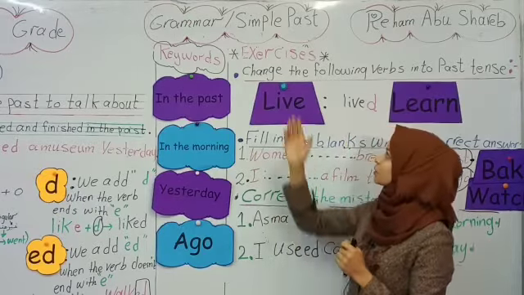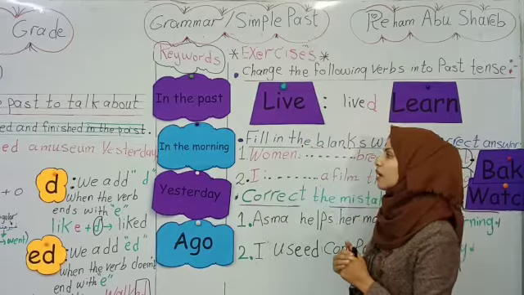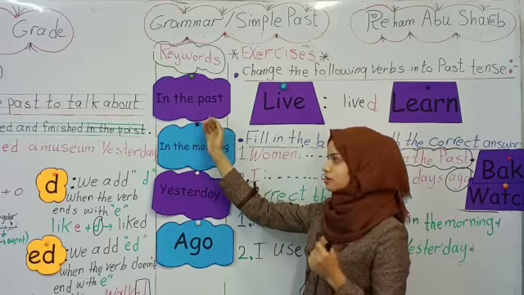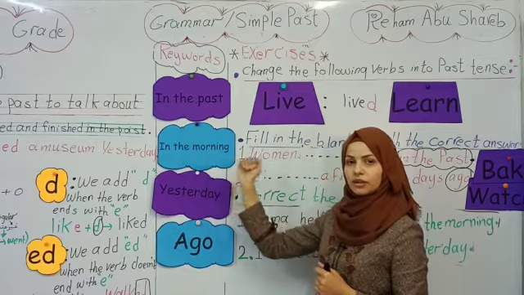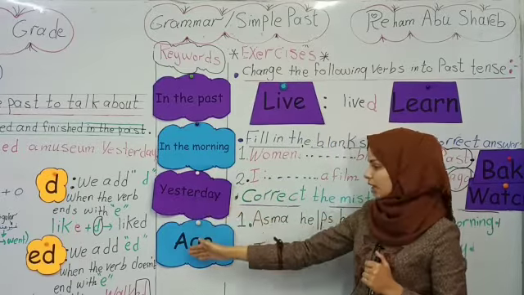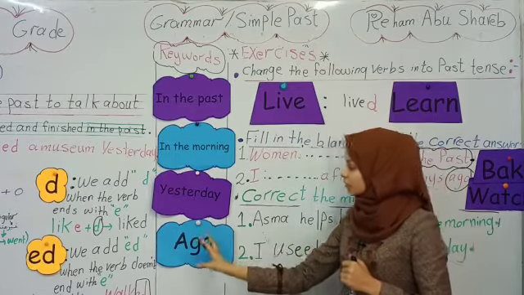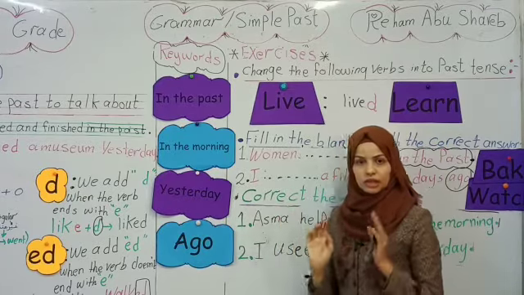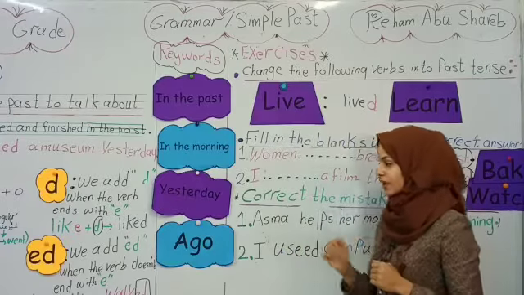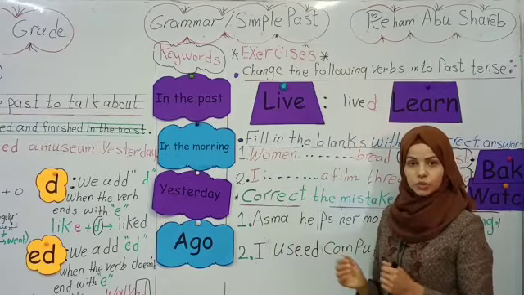What are the key words for the simple past? Excellent boys and girls. In the past في الماضي. In the morning في الصباح. Yesterday أمس. Ago قبل. كيف استخدم كلمة ago مش لحالها؟ نحكي for example 3 days ago قبل 3 أيام. 2 weeks ago قبل أسبوعين.